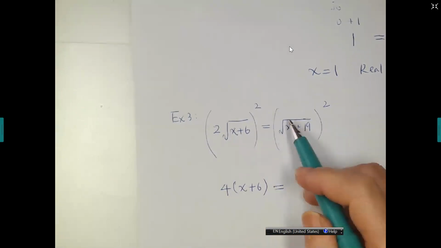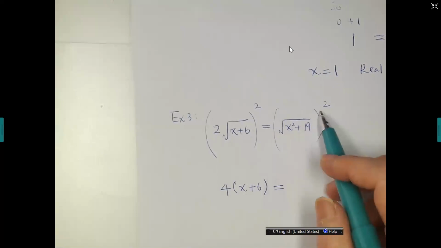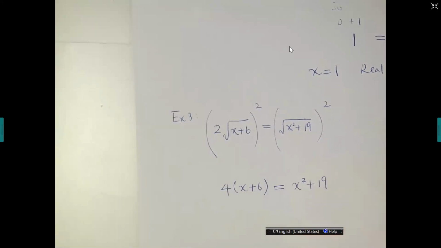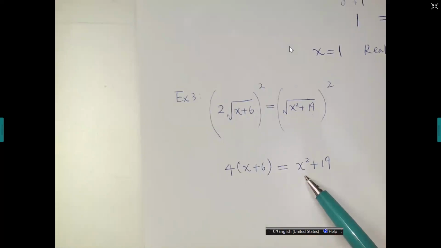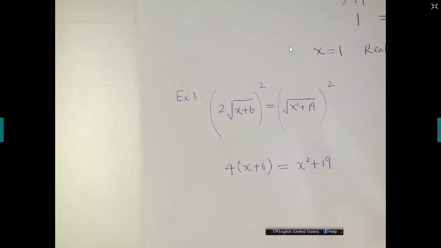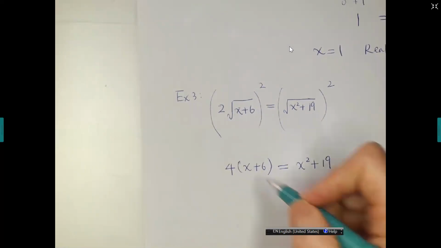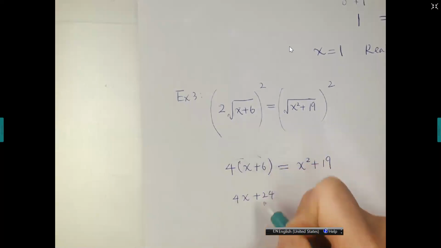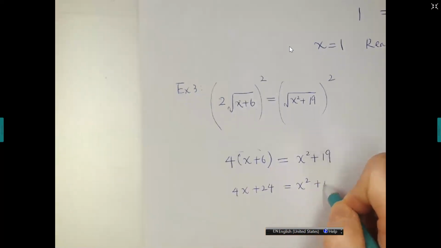The right side is a single radical term. When we square it, we'll have the radicand only, x squared plus 19. So when we have two radical terms, one on each side, and we square both sides, both radical signs disappear. And we have a brand new equation. For this new equation, we have to get rid of all the parentheses. Applying the distributive law, 4 times x plus 24 equals x squared plus 19.